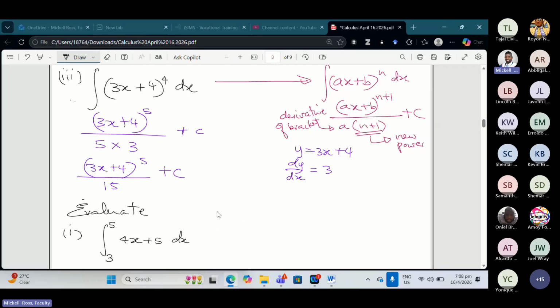Now, if you're asked to evaluate a function, it means that you must find the finite or the definite answer for that function. So in this case, you're asked to find the integral of this function, which simply means you need to find the finite value of the integral of this function. Now, notice we have a specific range or the limits through which we are integrating. The upper limit is 5, the lower limit is 3.